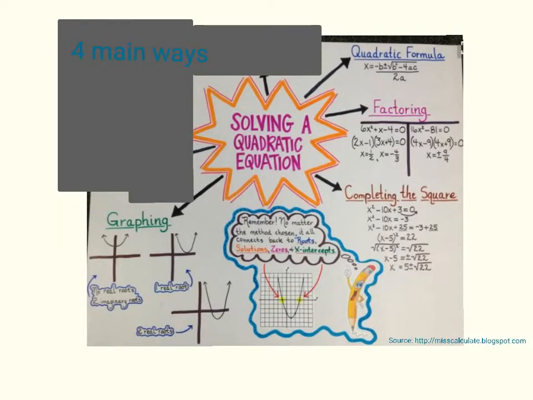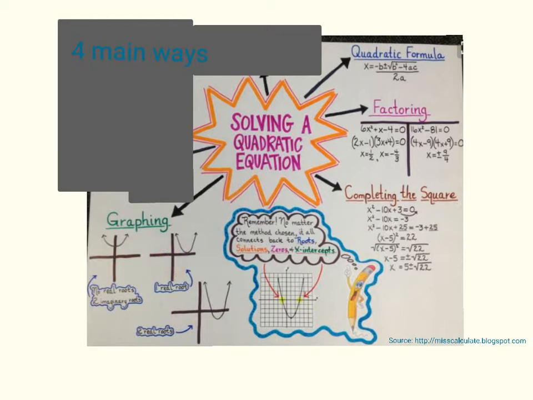When we solve quadratic equations, there are 4 main ways that we are looking at how to solve them. The first way is going to be graphing. In graphing, you're looking at where it touches the x-axis. So if you have something above the x-axis or below, it's going to have no answers, so no real roots.